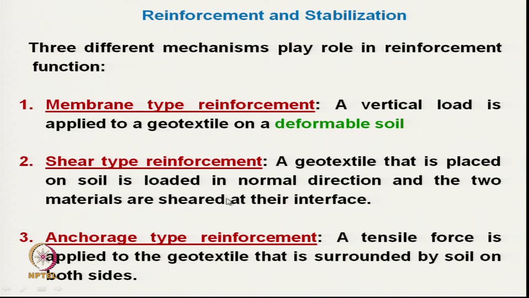Next is shear type deformation. A geotextile that is placed on soil is loaded in the normal direction, and the two materials are sheared at their interface. And third one is anchor type reinforcement. Anchorage type reinforcement is where a tensile force is applied to the geotextile that is surrounded by soil on both sides. In shear type, the geotextile is placed on soil, only on one side, on top; over the soil, only geotextile is there.